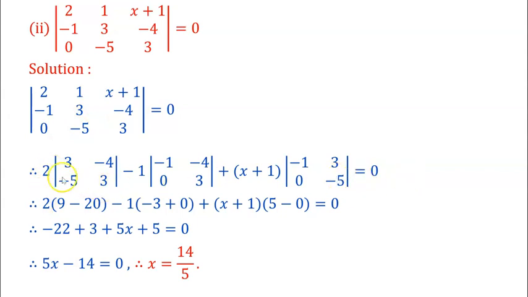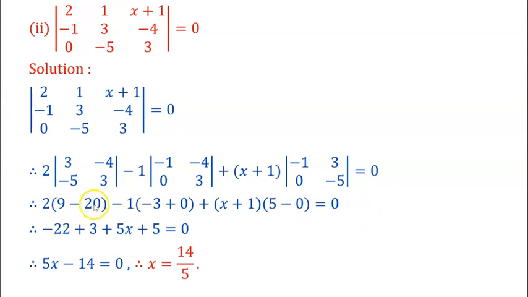Again, this is 2, 3 into 3, 9, minus 5, minus 4, minus 20, minus will become plus 20, but by default there is a minus sign, hence 9 minus 20. Next minus 1, minus 1 into 3, minus 3, and again 0 into minus 4, that will be 0, and hence it is plus 0. Next plus in bracket x plus 1, minus 1 into minus 5, you will get plus 5, 0 into 3, you will get 0, and that's equal to 0.